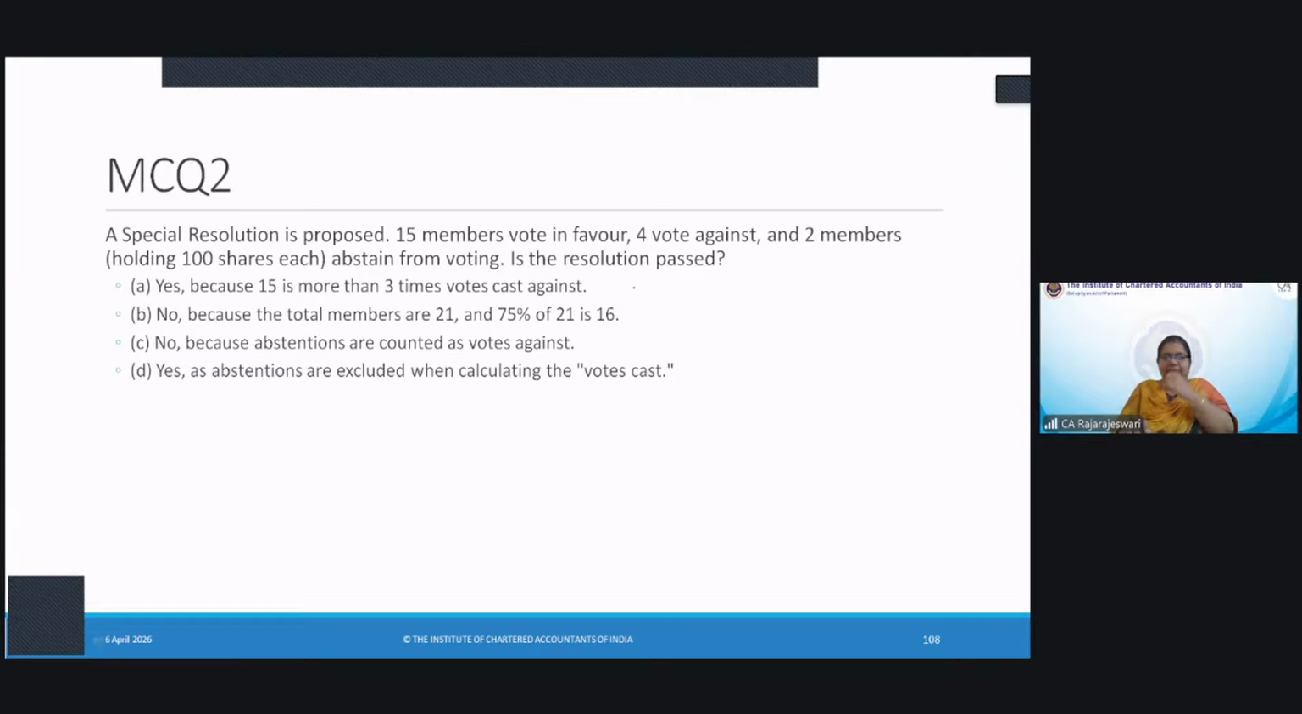Then a special resolution is proposed. 15 members voted in favor, 4 voted against, and 2 members holding 100 shares each abstain from voting. Is the resolution passed? Yes? No?